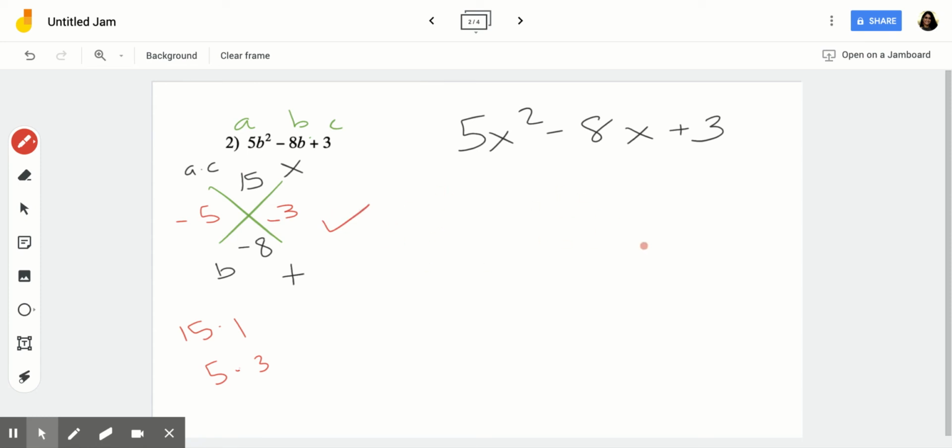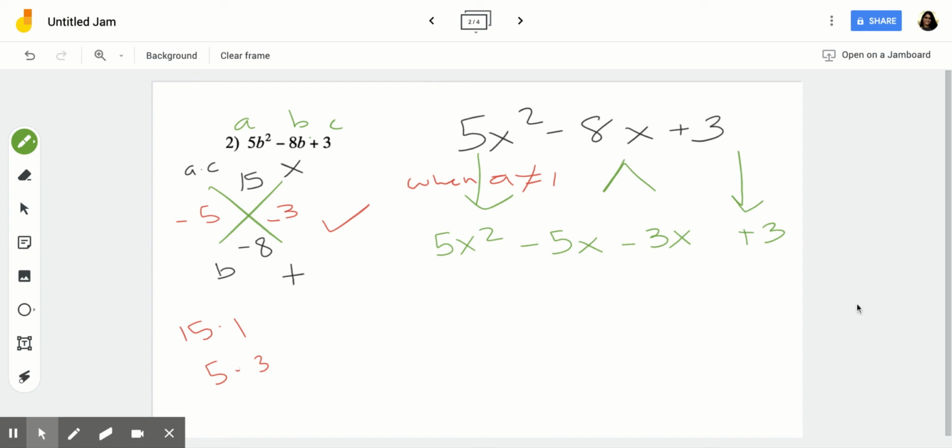Now, are you allowed to go straight to the parentheses? No, because A is not equal to 1. When A is not equal to 1, we have to do grouping. Now, how do we do grouping? Well, we've talked a lot about it, but you drop this first thing entirely down, 5x squared. Drop the last one down, leaving a bunch of space in the middle. Now, this middle part gets split up into negative 5x and negative 3x. Doesn't matter which order these are in. You should still get the same answer no matter which order these are in.